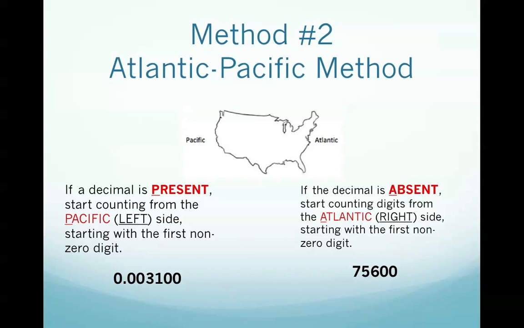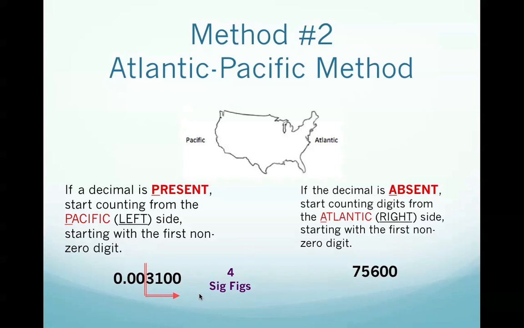1 through 9 digit. So in this example, I have a decimal point present, so I'm going to start on the Pacific or left-hand side. I'm going to go all the way over to the first 1 through 9 number. I'm going to count that number and anything to the right of it as significant. So I'm starting at the 3 and going away to the right so that I show 4 sig figs.